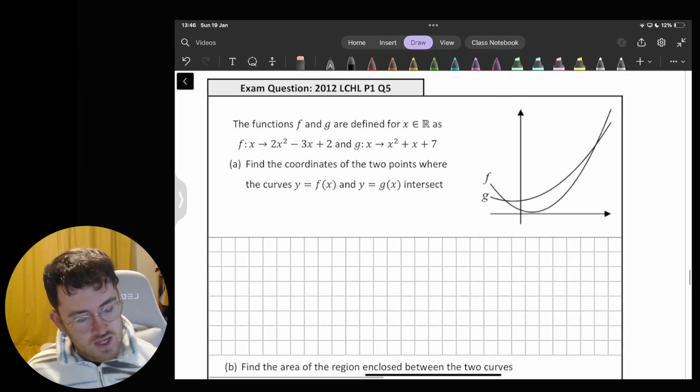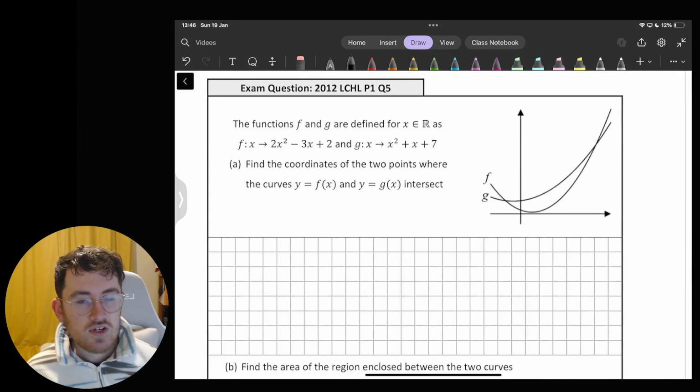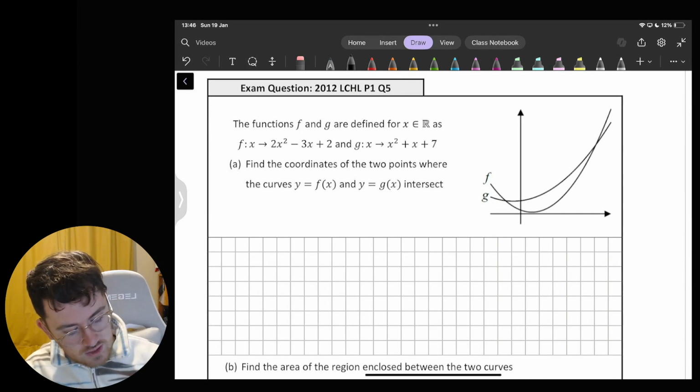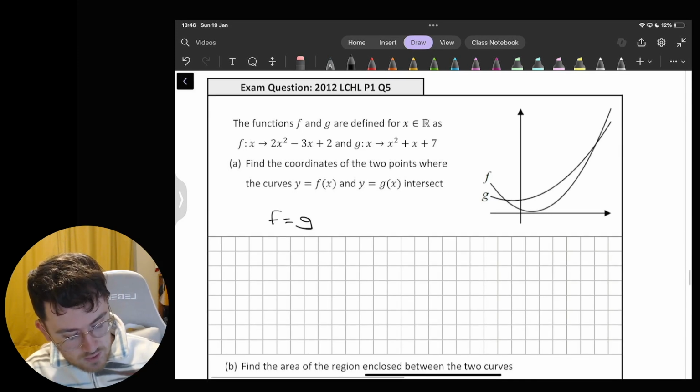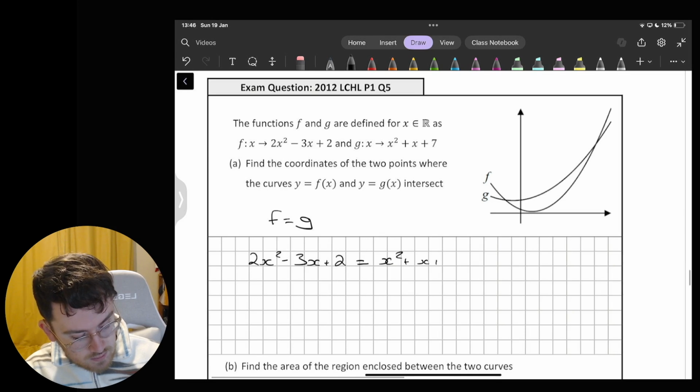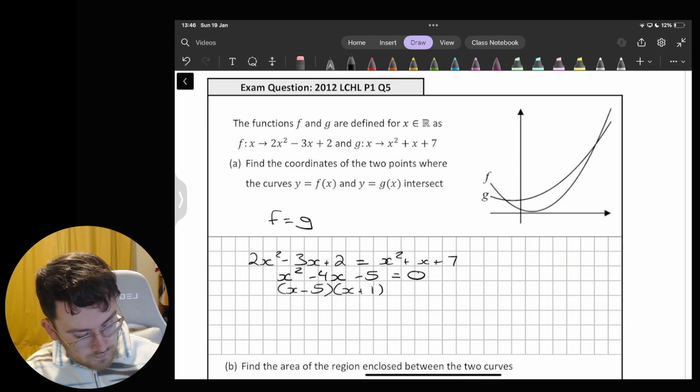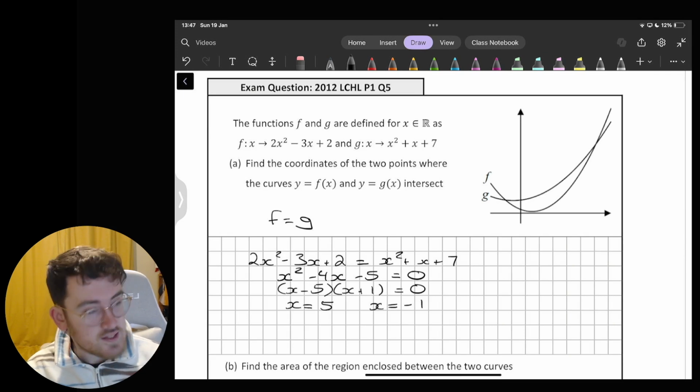So these two functions f and g are defined for real values of x. We're given the two quadratics, and we want to find the coordinates of where they intersect. That means setting them equal to each other. So 2x squared minus 3x plus 2 equal to x squared plus x plus 7 gives x squared minus 4x minus 5 equals 0, which is (x minus 5)(x plus 1). So we get that x is 5 and x is minus 1.